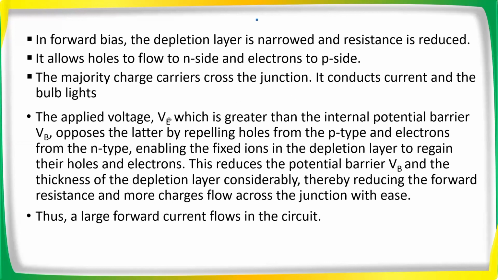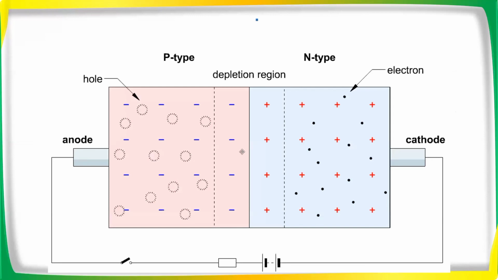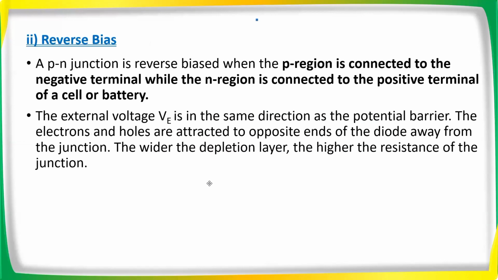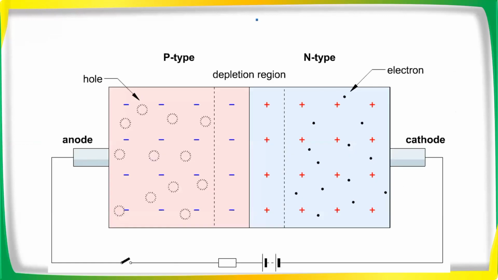Now the applied voltage, which is the one you're creating here, we are calling it VE, is greater than the internal potential barrier. The potential barrier I'm talking about is the depletion layer. It will be greater than the depletion layer, opposing the latter by repelling the holes from the P-type and electrons from the N-type, reducing the potential barrier, and therefore the current will flow. In the reverse bias, we shall now connect that junction diode in such a way that the P will be connected to the negative, and the N to the positive.